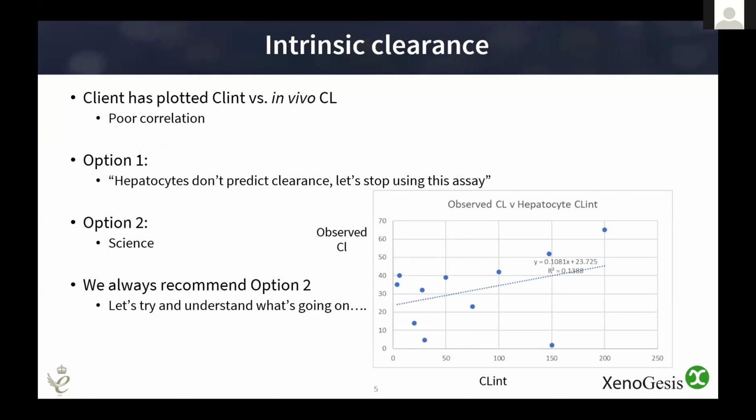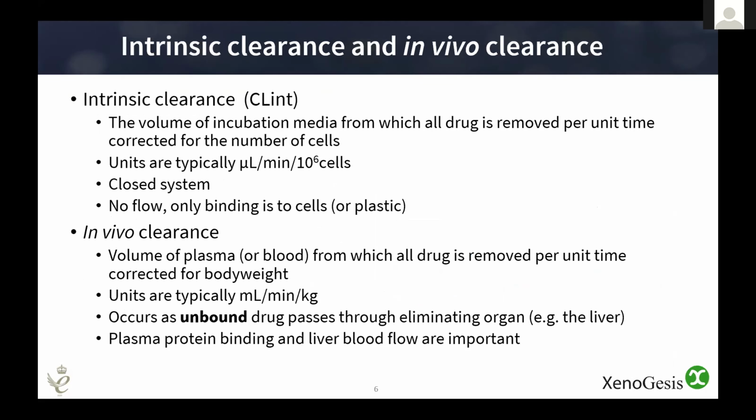So here's an example. Here's a client. They've plotted intrinsic clearance against observed clearance, and perhaps surprisingly, there's no correlation. And they might say, well, they don't predict. And then, so what are the options? Well, option 2 is always science, and that's what we would always recommend, and start to look into this data for them. So just a quick, brief recap on what these things are.